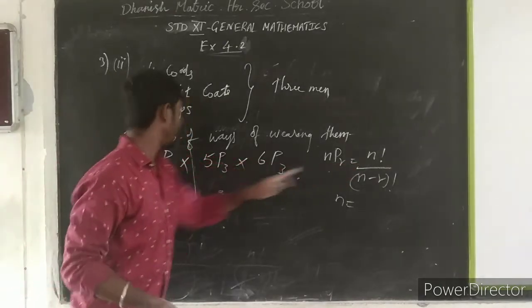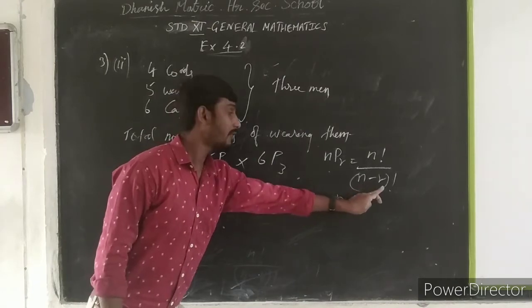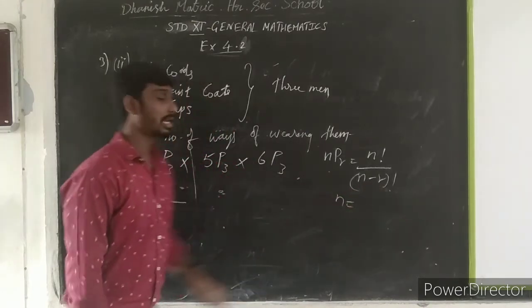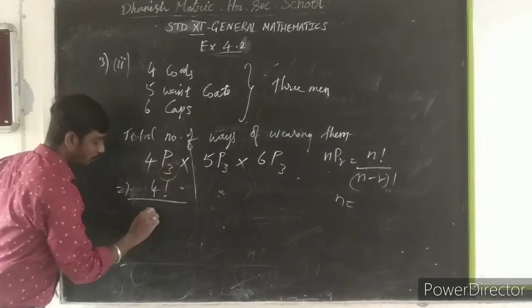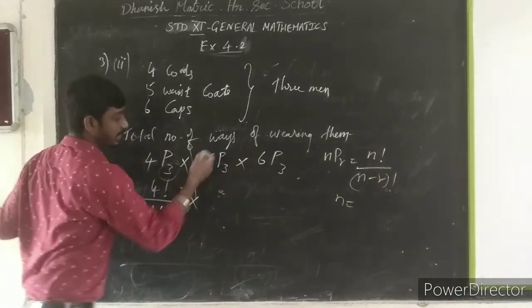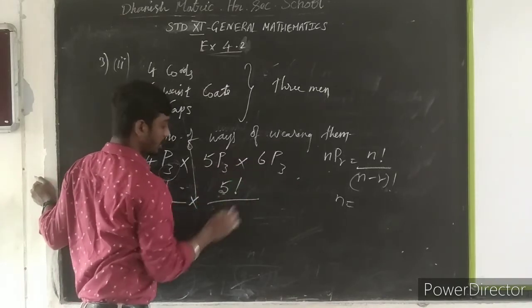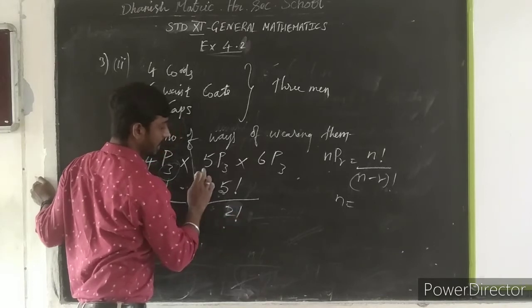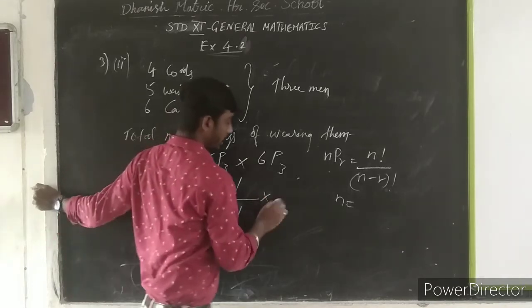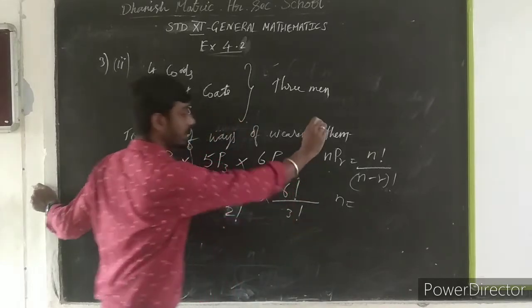So n means 4 factorial, with n value 4 and r value 3. 4 minus 3 will be 1, because the r value is 3 here. So 4 factorial divided by 1 factorial, multiplied by 5 factorial divided by, sorry, 2 factorial, because 5 minus 3 is 2, multiplied by 6 factorial divided by 6 minus 3, which gives 3 factorial.